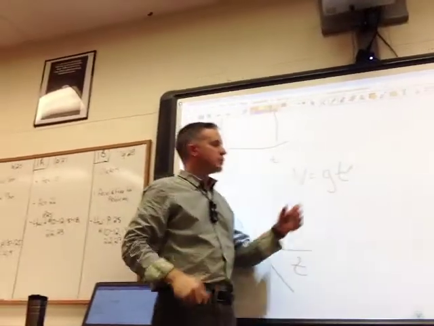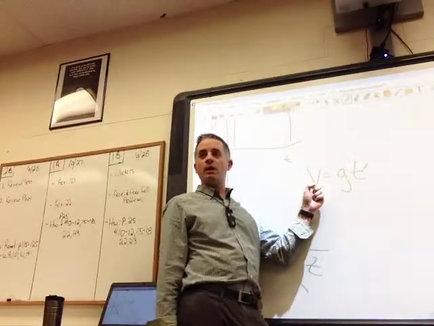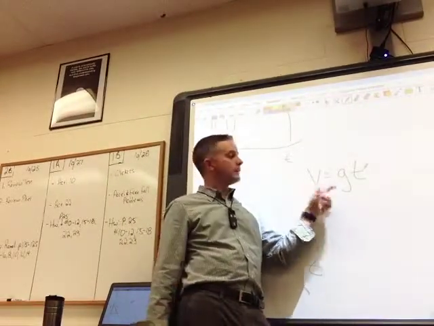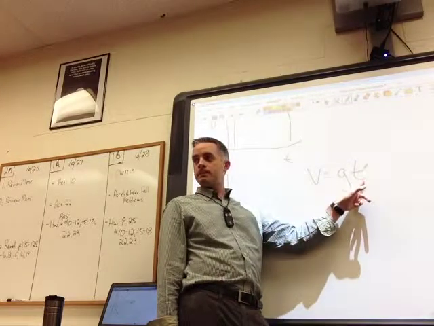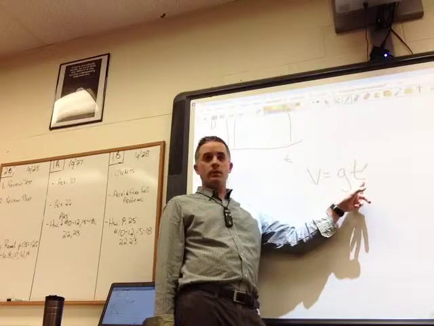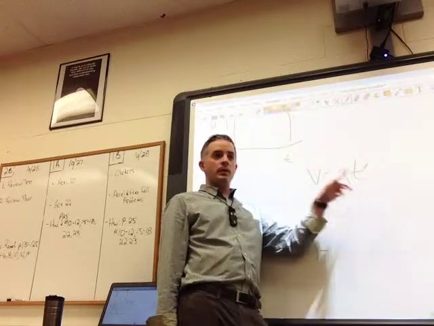Times t. So if I want to know how fast the ball is falling, or any object is falling, it's just gravity times time. Okay? Pretty simple, right?